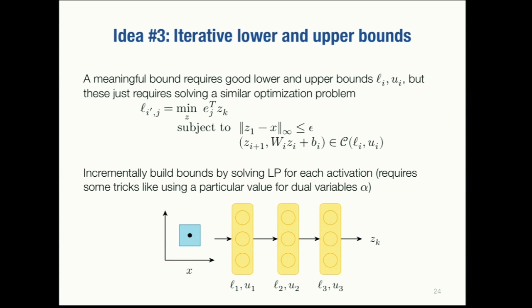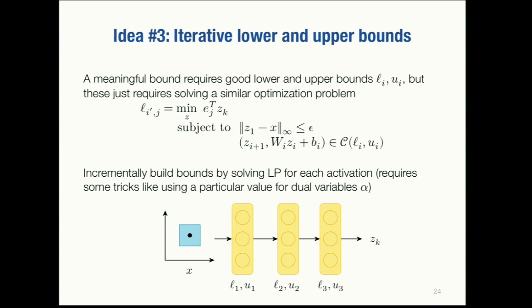Yeah, so j is every hidden unit in the i prime layer. So if I want to compute the lower bound for the layer i prime at unit j, I solve this LP. This should actually be Z_i prime there. That is the one typo.